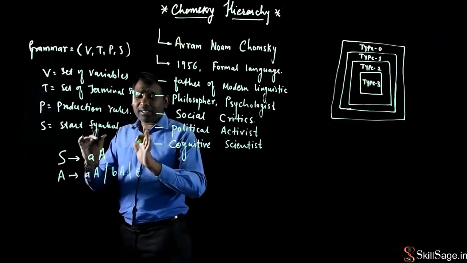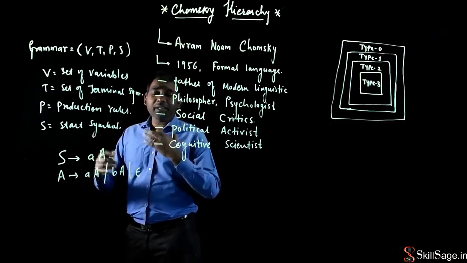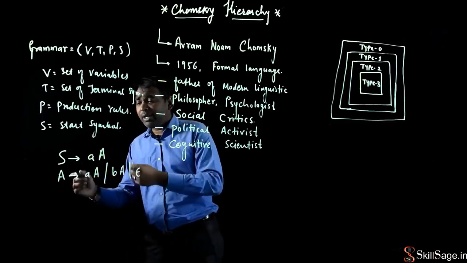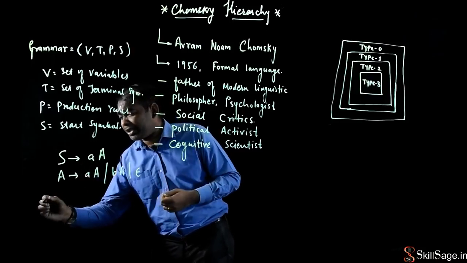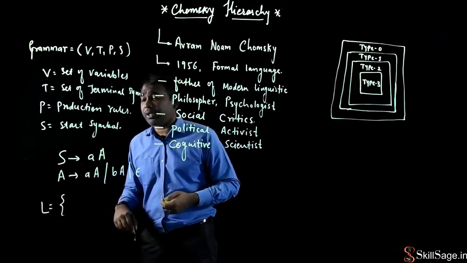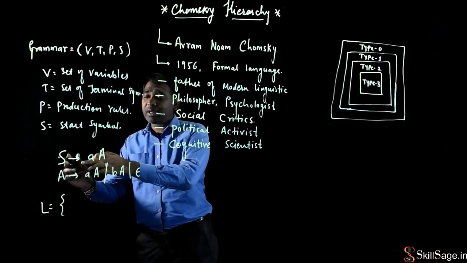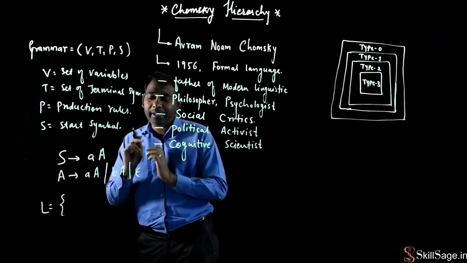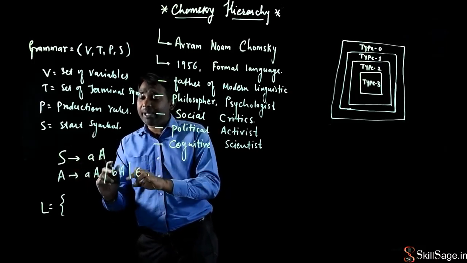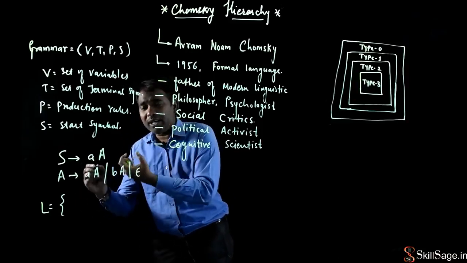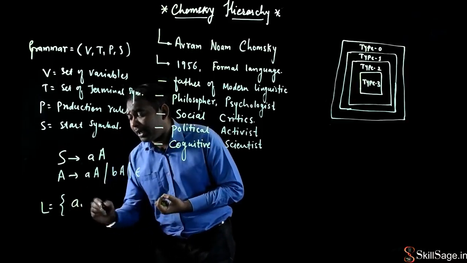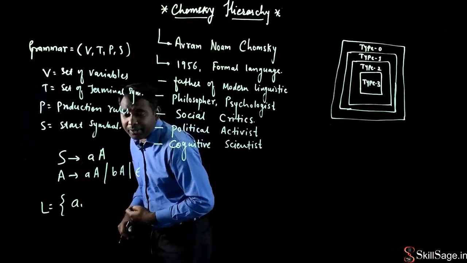It is a simple grammar. If I start deriving strings from this given grammar, I get different languages, a set of strings. Suppose this is my first grammar. S produces small a and capital A. If I replace this capital A with epsilon, the smallest string I get is a, and a is a valid string for this particular grammar.